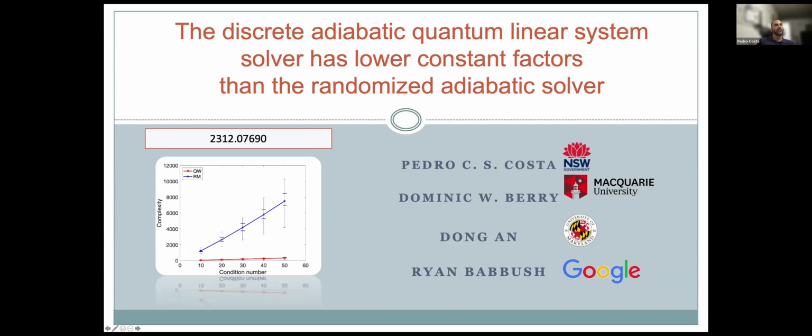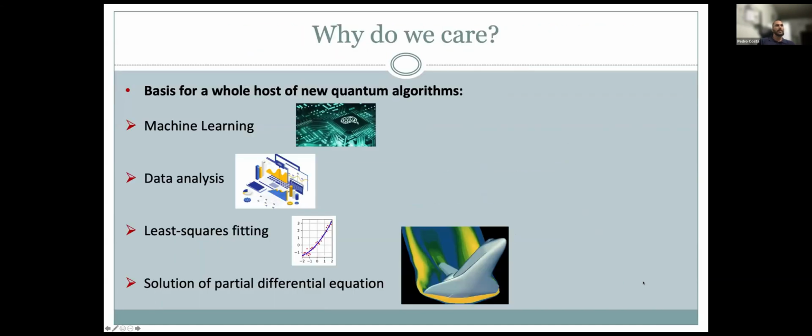So yeah, we're going to talk about our latest results related with quantum linear system problem solvers. I have done this with Dominic Berry from Macquarie University, Dong An from the University of Maryland, and Ryan Babbush from Google. Just to start, trying to answer the question of why do we care about this problem.